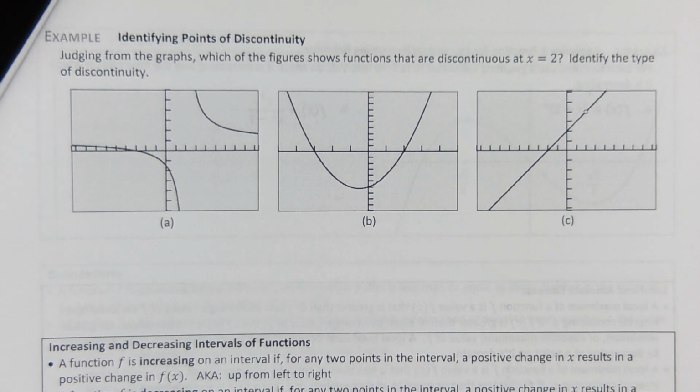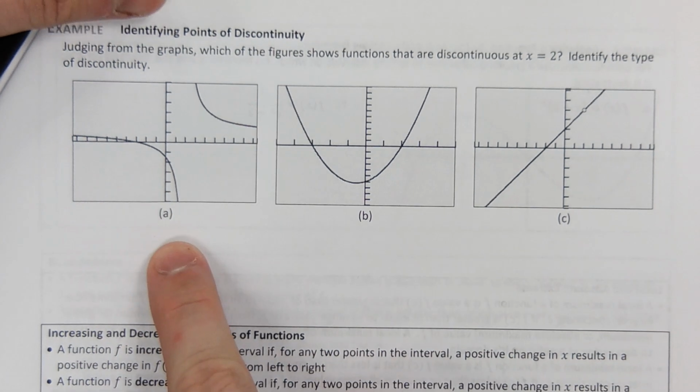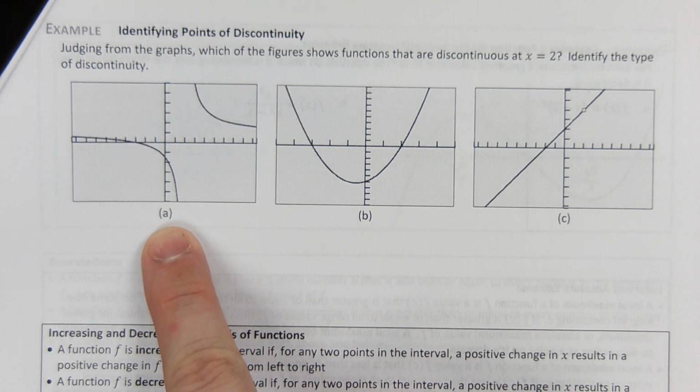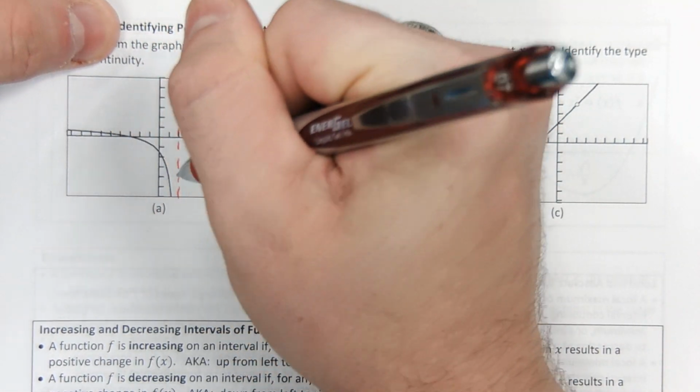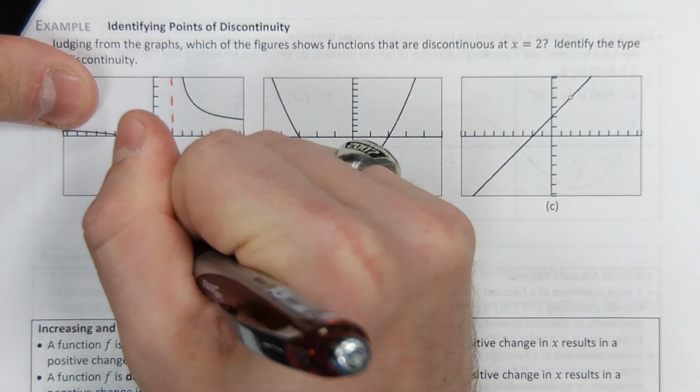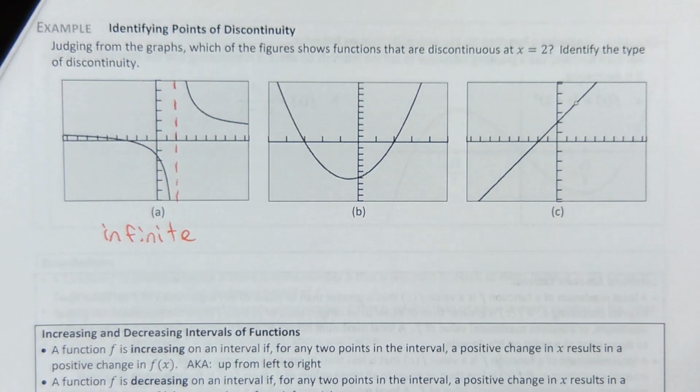So we look at these three graphs, and we're asking the same question at all three of them. Is there a discontinuity at x equals 2? And if the answer is yes, what kind? In example A, is there a discontinuity at x equals 2? Yes, there is. What kind? Infinite. Yep, there's a vertical asymptote at x equals 2. So we have an infinite discontinuity there.